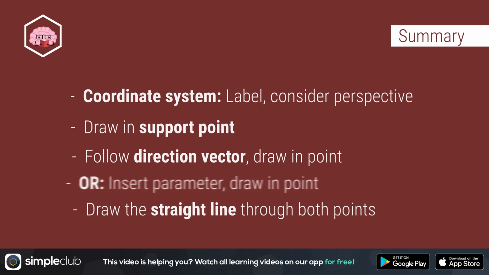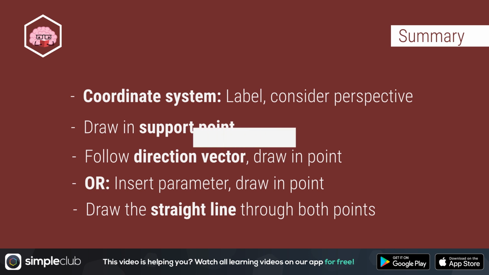Or you can plug in a value for the parameter, which we called t or k, and draw the resulting point. If you use 1 for the parameter k, after working out the equation, you'll get the same point you would have if you had followed the direction vector from point p. Plot those coordinates, draw a straight line through the 2 points, and voila, you're done. Now practice this, and those exams will be a joke.